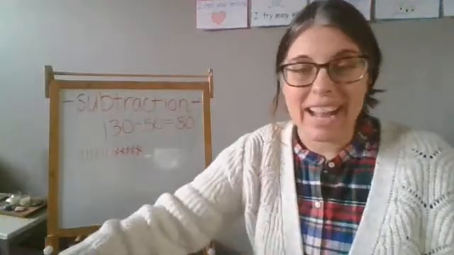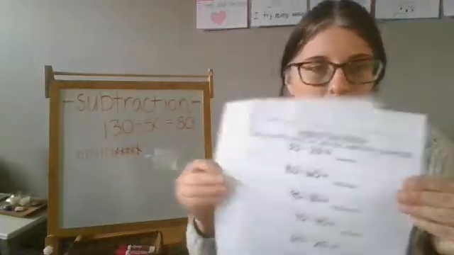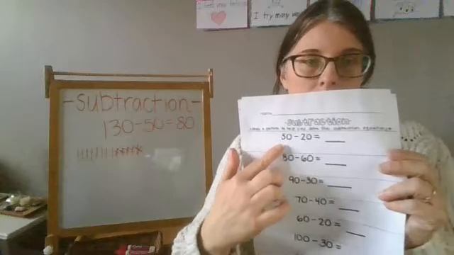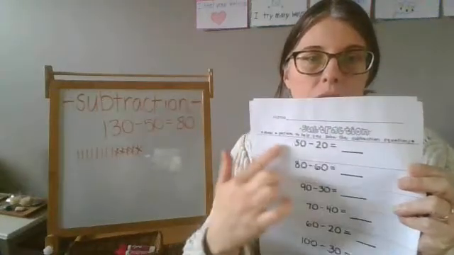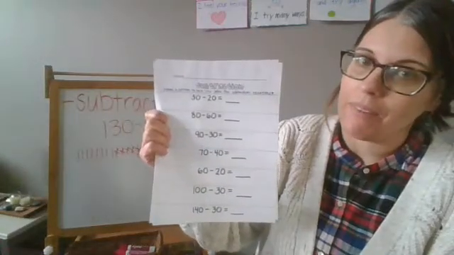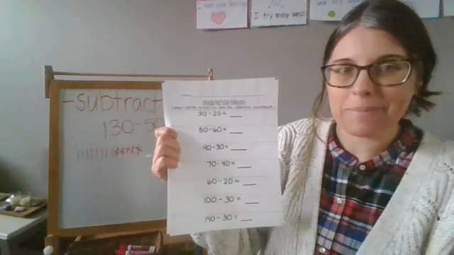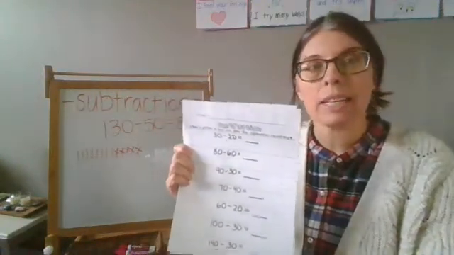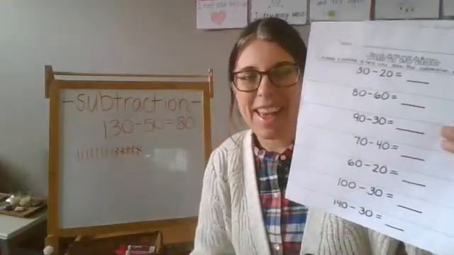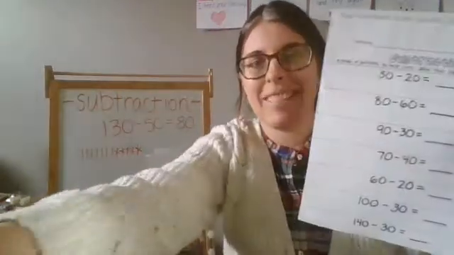Okay, that's exactly what you're doing today. Your paper looks like this, and there's 2 pages of it. Draw how many you start out with. Cross off however many it shows you to cross off. Count and see how many are left. All right, I know that you'll be able to do this. You'll do wonderfully. Go ahead and give it your best go. Work carefully. All right, bye-bye.